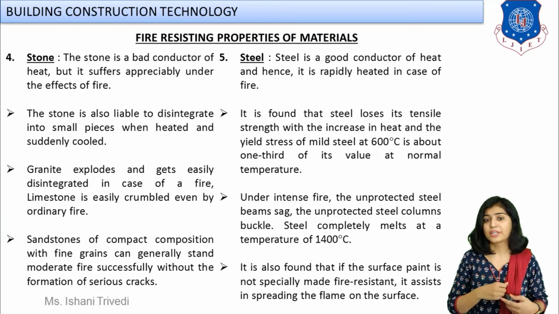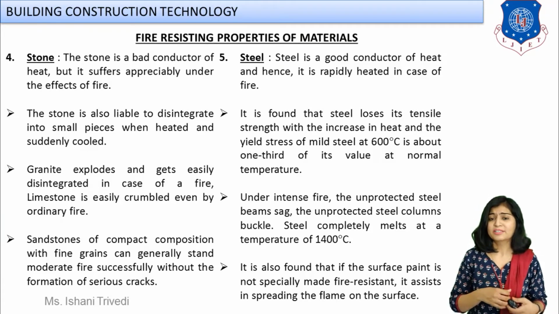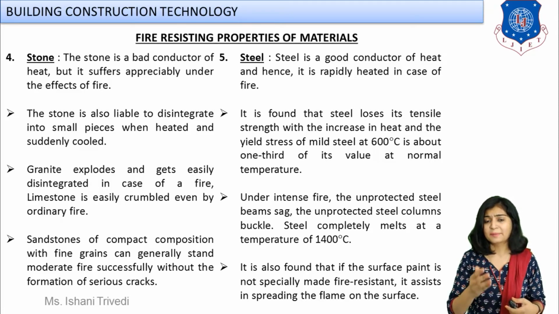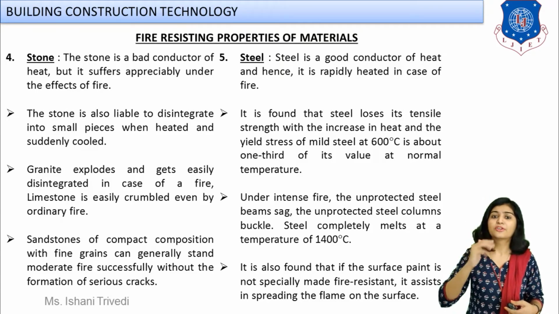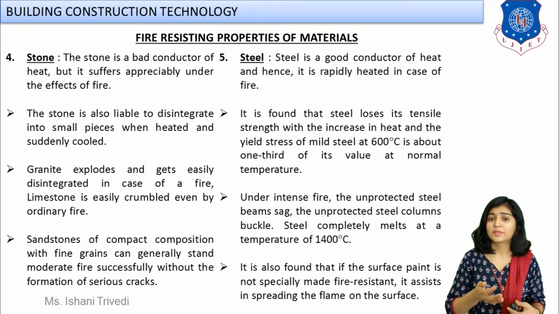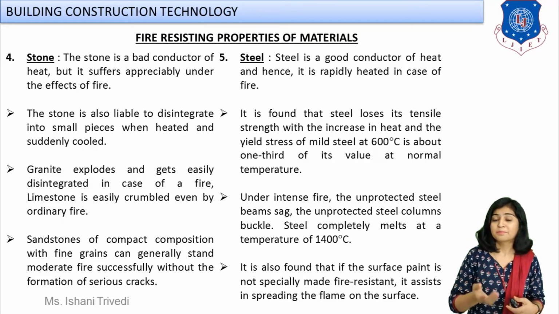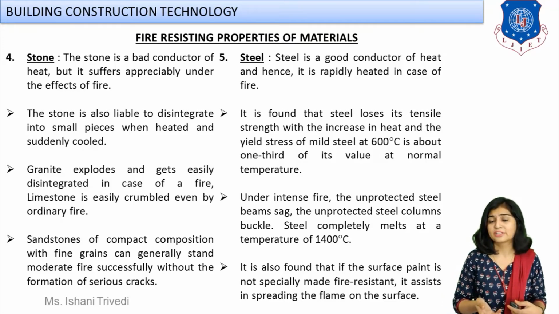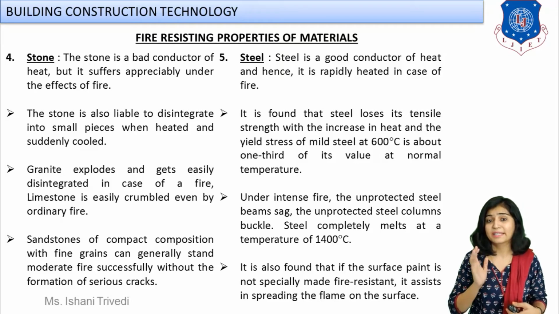Such is the property of the stone. Next we have steel. As I told you, up to a certain limit steel is going to resist fire, right? Up to 600 degrees Celsius, mild steel will remain unaffected, but above that, the steel can catch fire, it will be disastrous, it can also collapse your structure. At a temperature of 1400 degrees Celsius, it is going to completely melt, right?